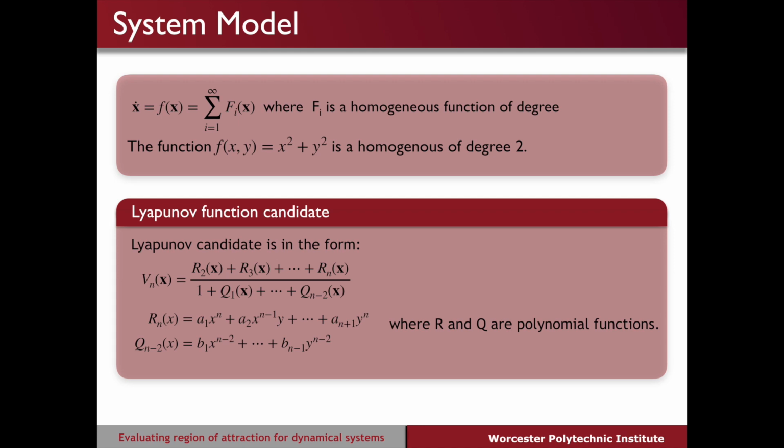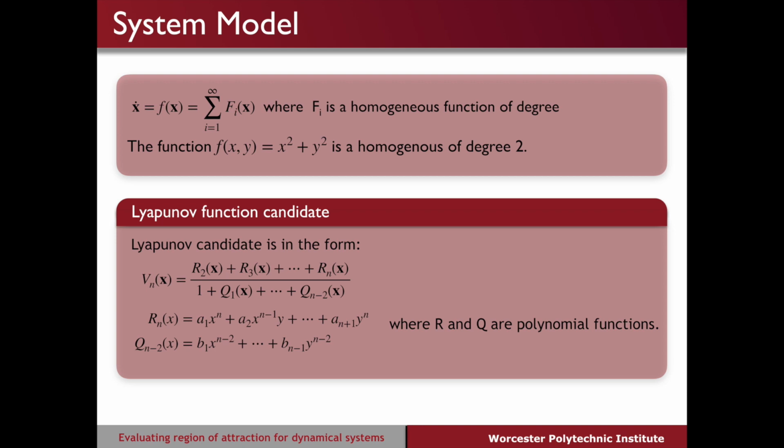Your system model is x dot equals f of x, which is represented as the summation of homogeneous functions f_i from i equals 1 to infinity. So what exactly are homogeneous functions? They are functions where all the monomials have the same degree. Just as an example, a homogeneous function in x and y is f of x and y equals x squared plus y squared, which is homogeneous of degree 2, where i equals 2.